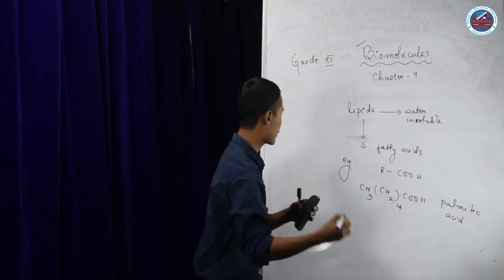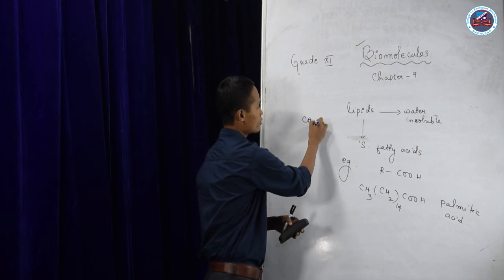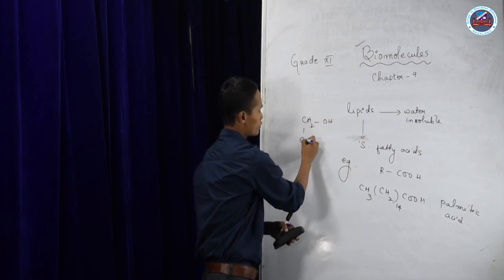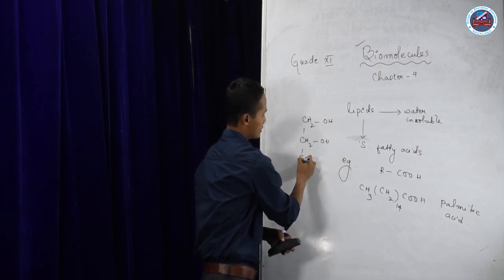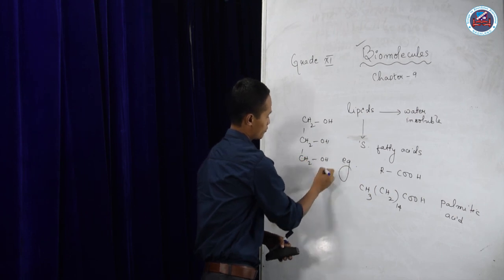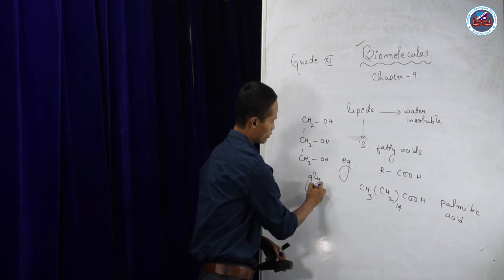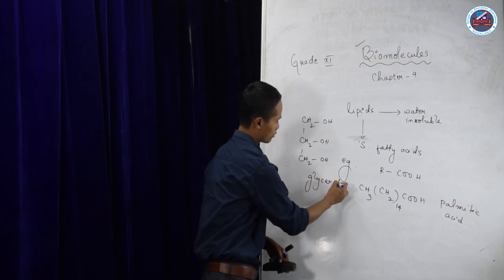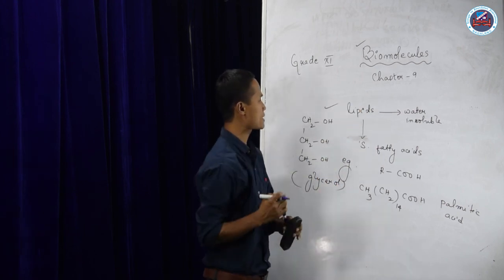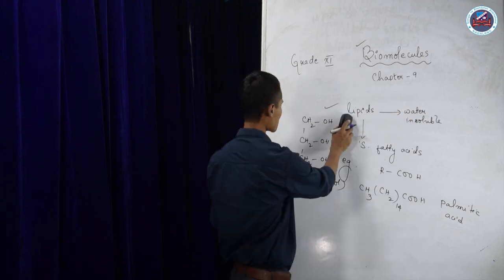Likewise, we have glycerol, CH2OH, CH2OH, and then CH2OH. So these are all lipids, simple lipids. Glycerol is very common. So these are some of the examples of lipids.